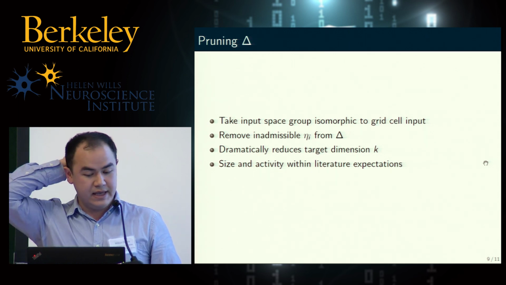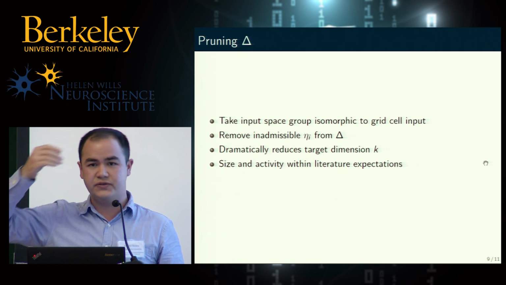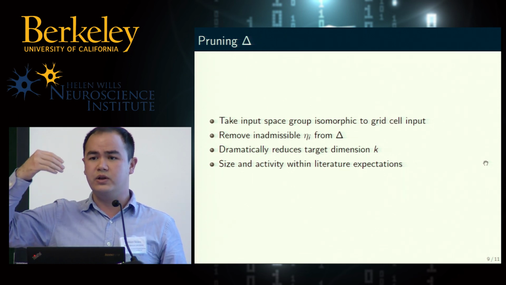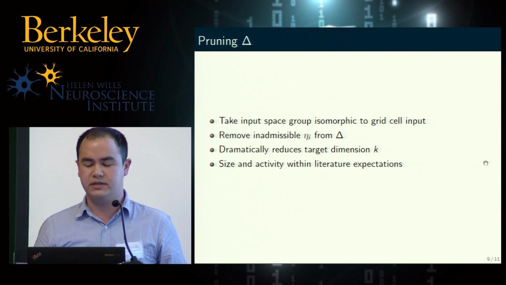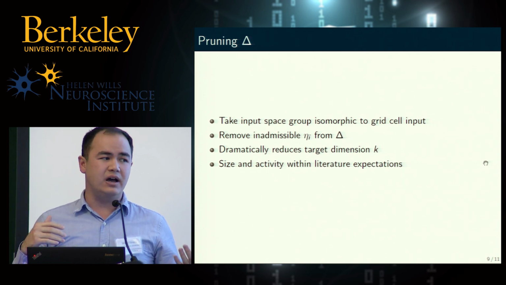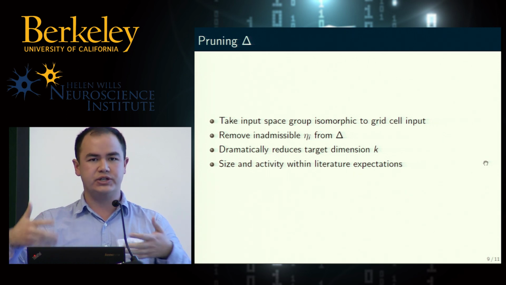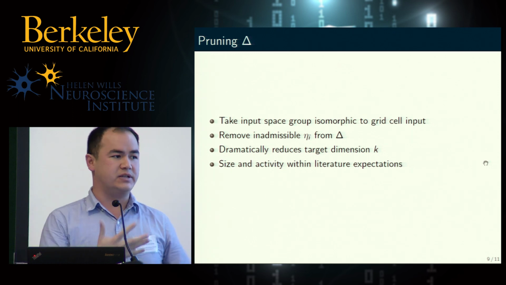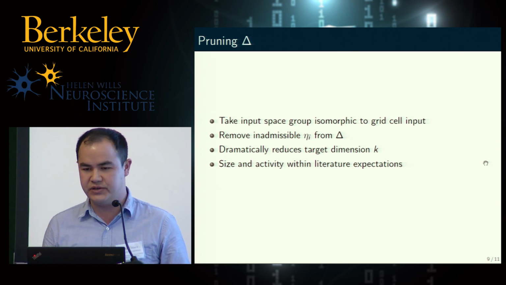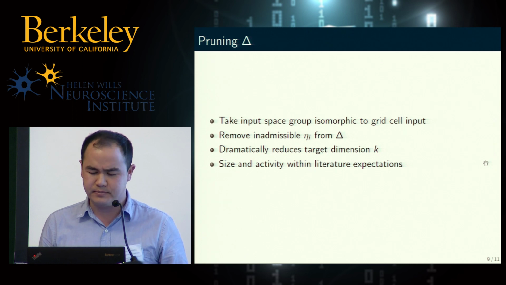What's really nice is that the literature has expectations for the activity sparsity, the number of grid cells you have, and how they're cast into the dentate. And when we apply this reduction to our model, it still fits those definitions, in particular the expectations for sparsity. So that's really kind of neat.